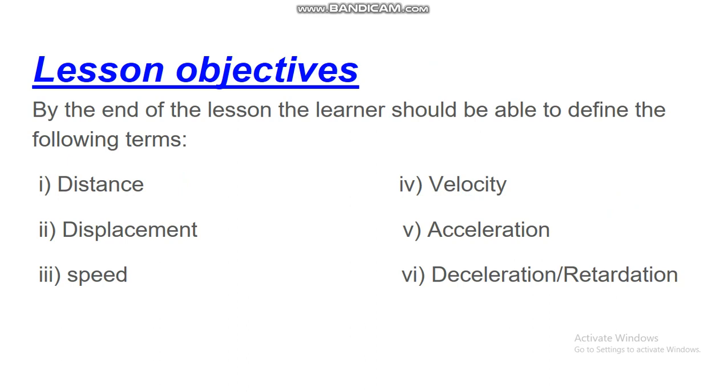So to start with, we want to see the lesson objectives. By the end of the lesson, the learner should be able to define the following terms. The terms are on the board, as you can see. We have distance, displacement, speed, velocity, acceleration, deceleration, or retardation.